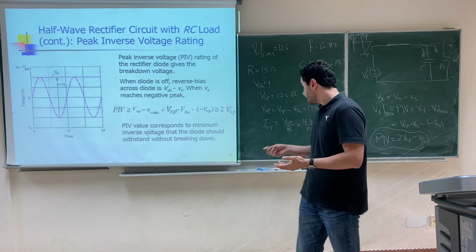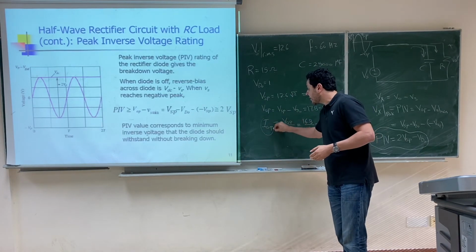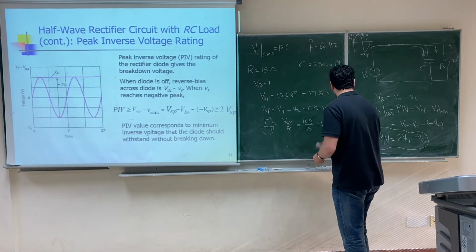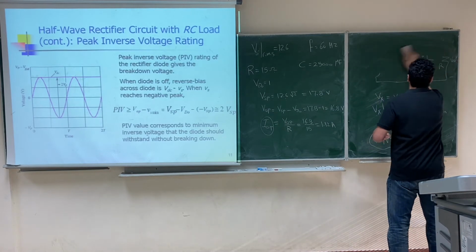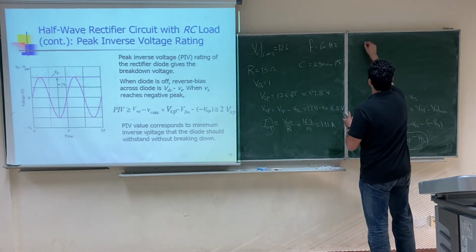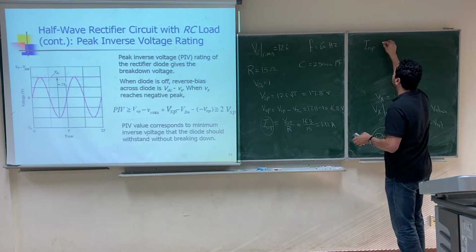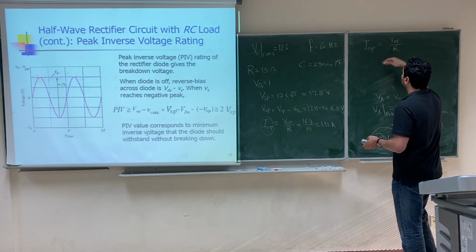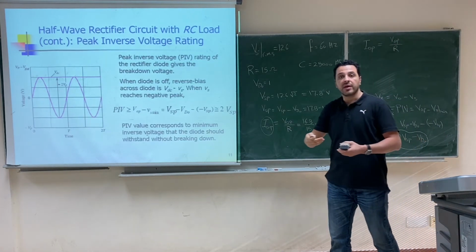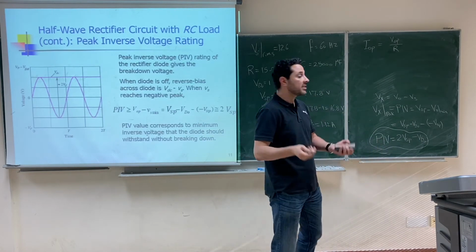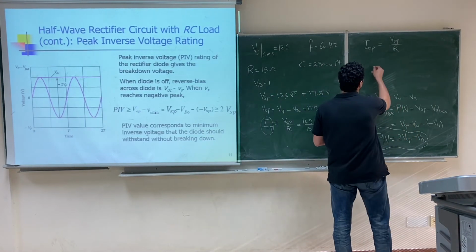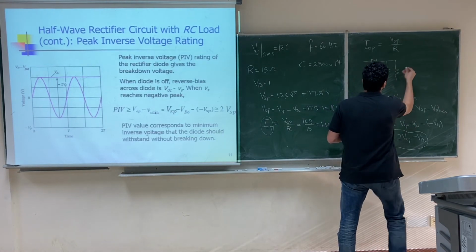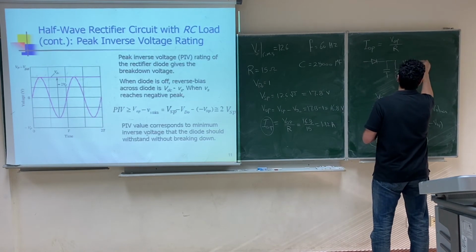However, we will calculate the peak current in the load. We'll be interested to calculate the peak current in the load, which can be calculated as I output peak equals V output peak over R. And then we can find the relation between V output peak and Vs peak depending on the model. For example, if you assume ideal diode, then V output peak will be the same as Vs peak.